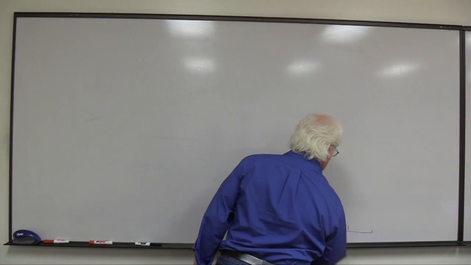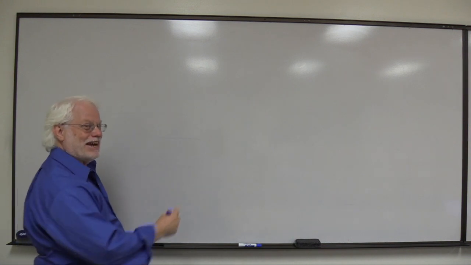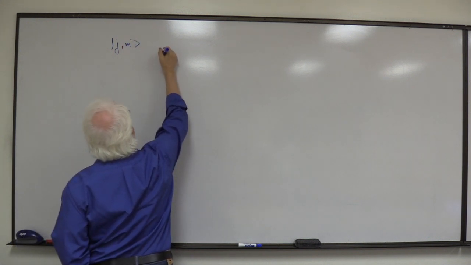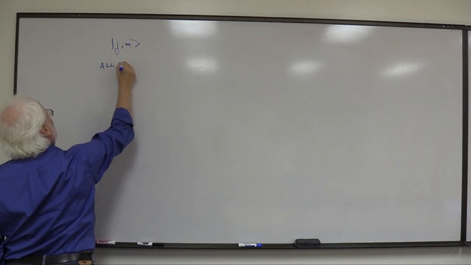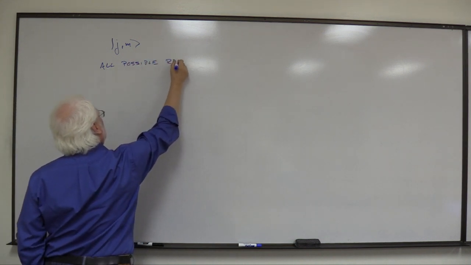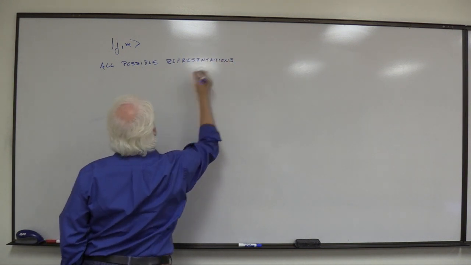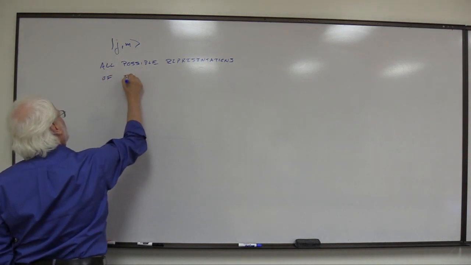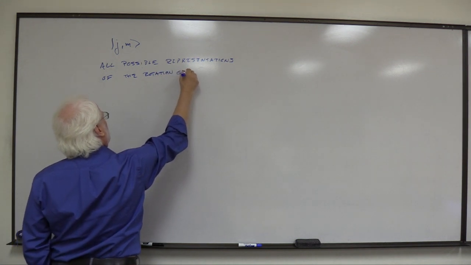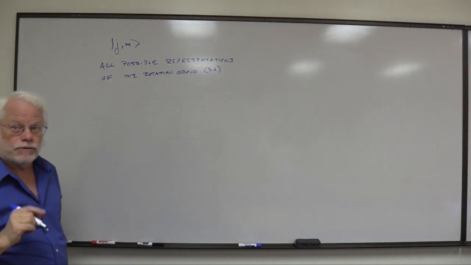And it's quite an audacious claim when you think about it. Somebody clever figured this out. Right. So this is all possible representations in any dimension of the rotation group. In 3D, the three-dimensional rotation group.